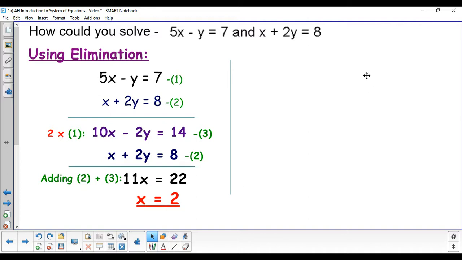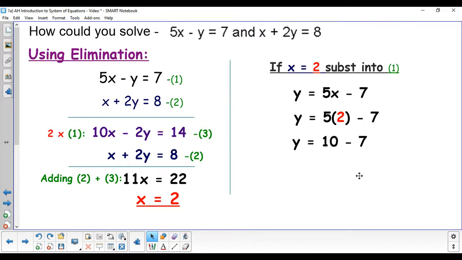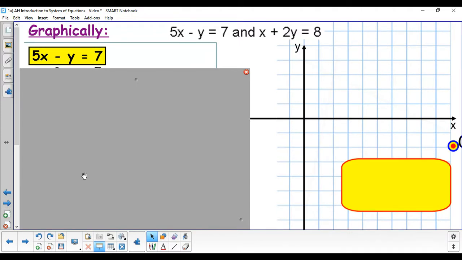Same again, find y. So again, substitute in, so 5 2s are 10, aren't they? And you get your y is 3. I'm more of an elimination fan, but it's entirely your call. It's just showing you get the exact same answer. And then graphically is the hardest work because you've got to produce a picture.